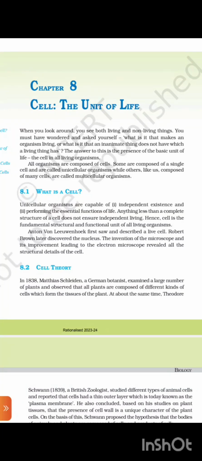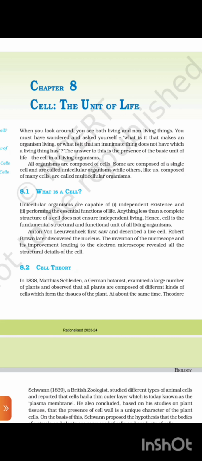Class 11, Chapter 8, Cell, the Unit of Life. When you look around, you see both living and non-living things. You must have wondered and asked yourself, what is it that makes an organism living, or what is it that an inanimate thing does not have, which a living thing has? The answer to this is the presence of the basic unit of life, the cell.